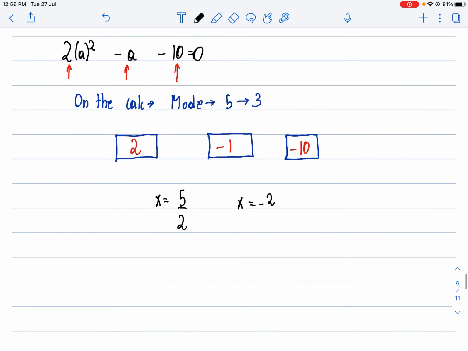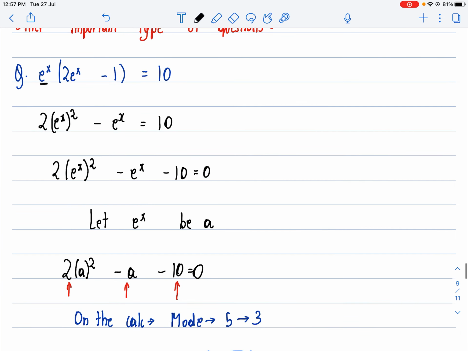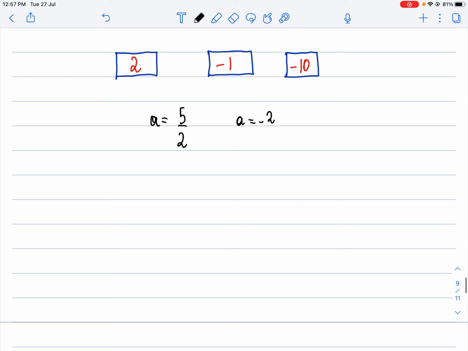But here in this case you don't have x, you have a, my bad. Correct? So this is what you get. Now I know I need the x, which is here, and I know e raised to x is equal to a. So I can write this as e raised to x equals 5 over 2 and e raised to x equals negative 2. Now, how do I solve something like this?